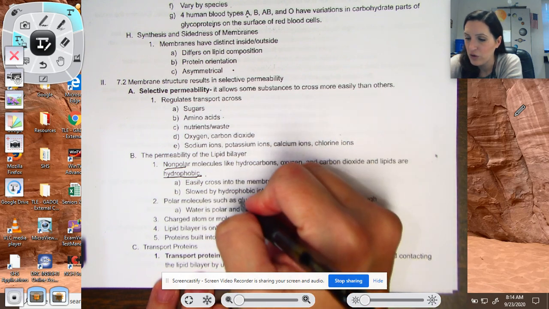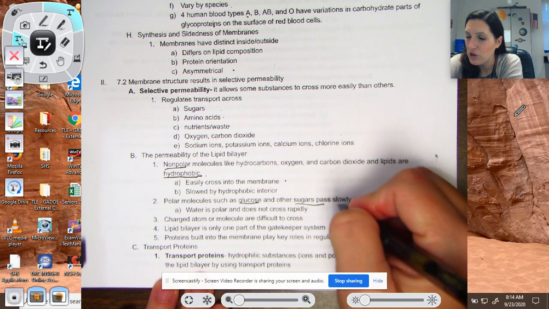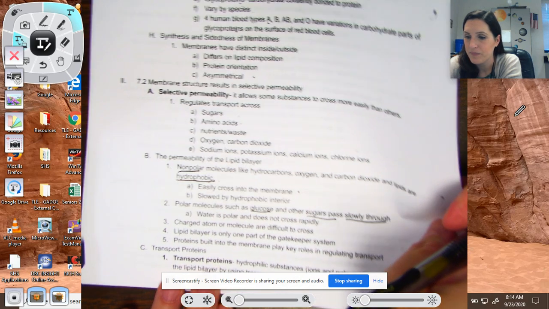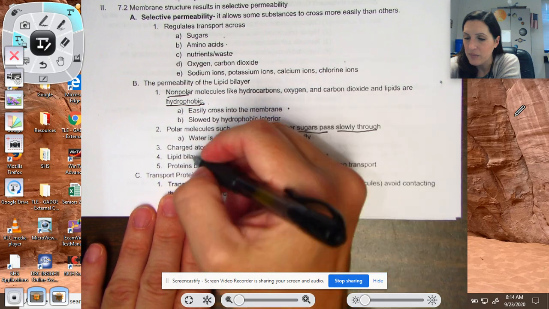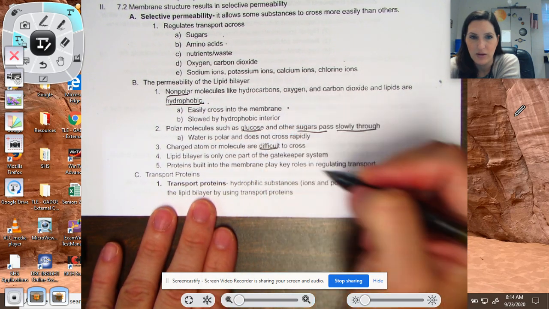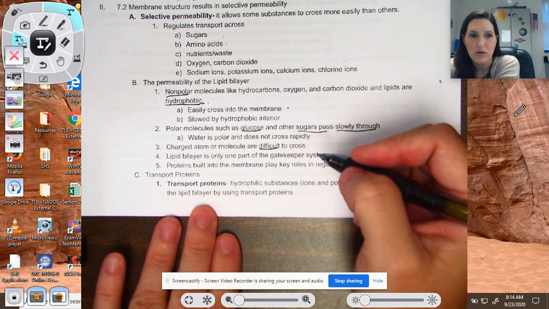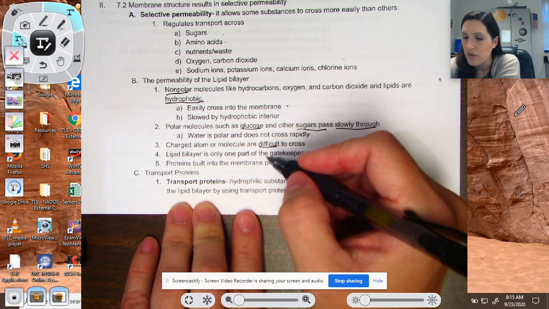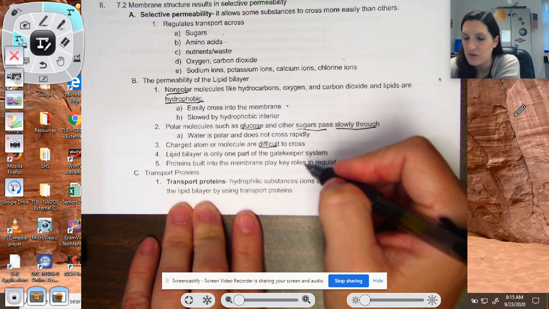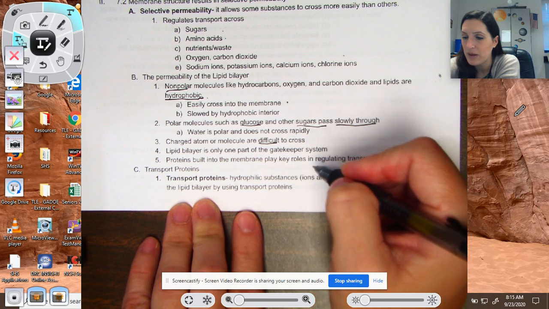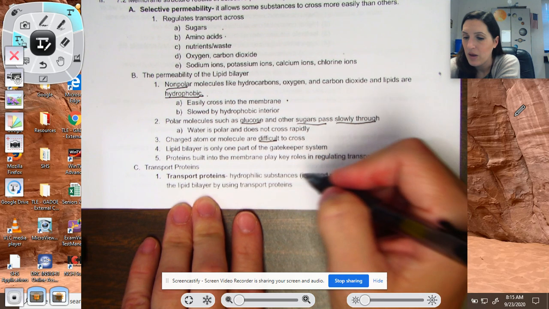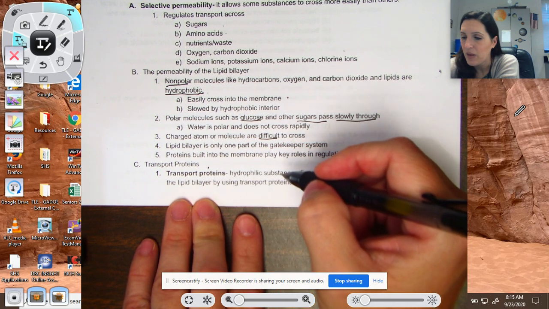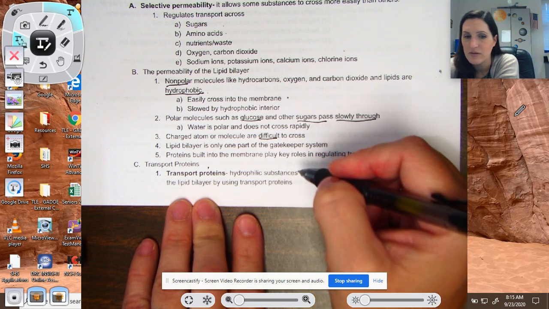Polar molecules such as glucose and sugars pass slowly through because of those tails. Charged atoms also have a difficult time crossing. So things like salt are going to have a harder time, or your potassium is going to have a harder time. The lipid bilayer is only one part of the gatekeeper system. Proteins built into the membrane play key roles in regulating transport. Transport proteins, remember these are the big guys in the membrane. Transport proteins have hydrophilic substances.